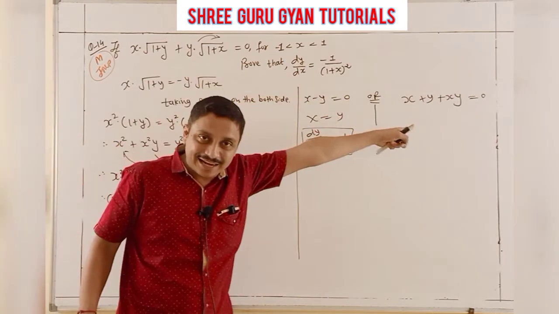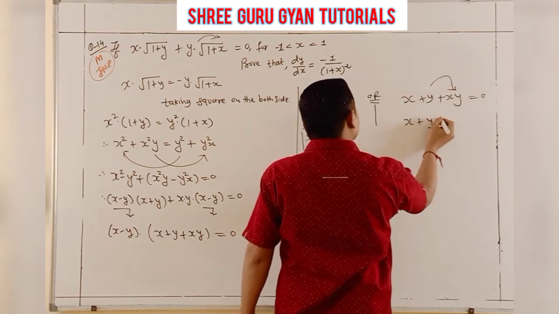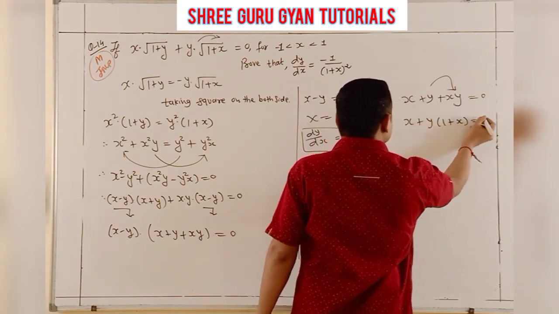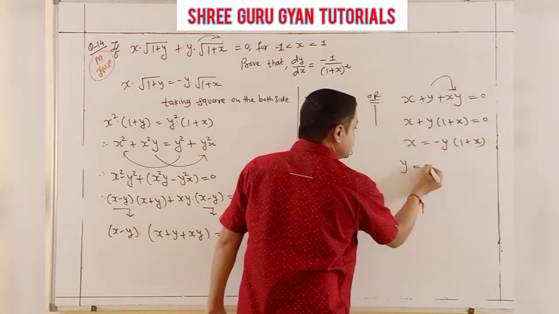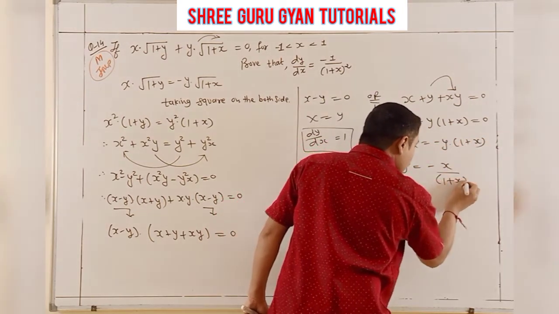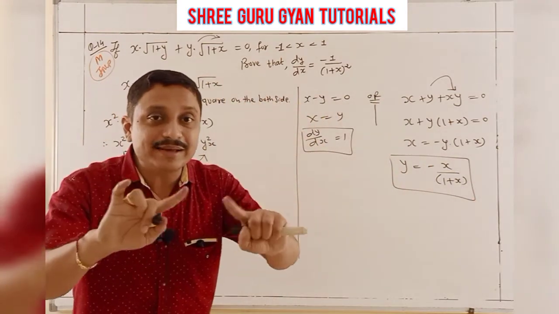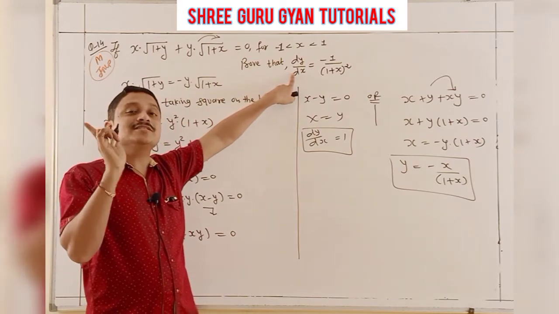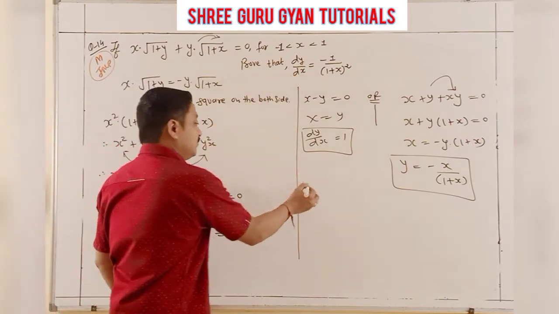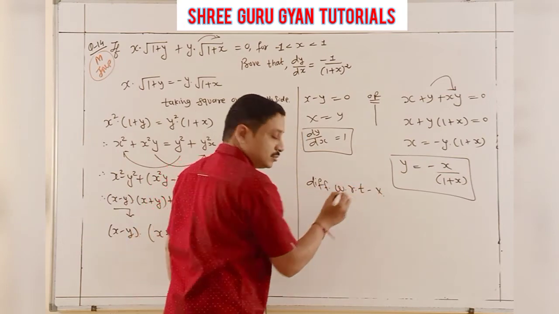So I calculate further. And here common y is taken, so remaining is 1 plus x. Surely x is equal to minus y. So what is y? Minus x upon 1 plus x. Students, this one. Look at that. Y separation. Now I start the derivative with respect to x. Differentiation with respect to x.